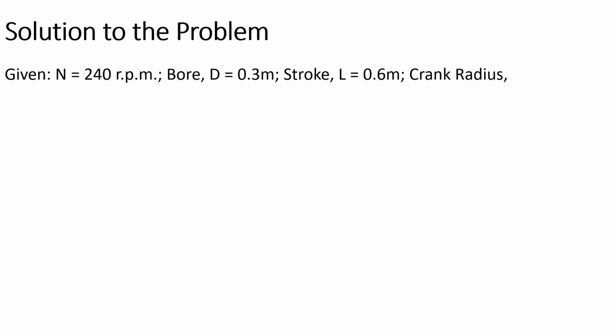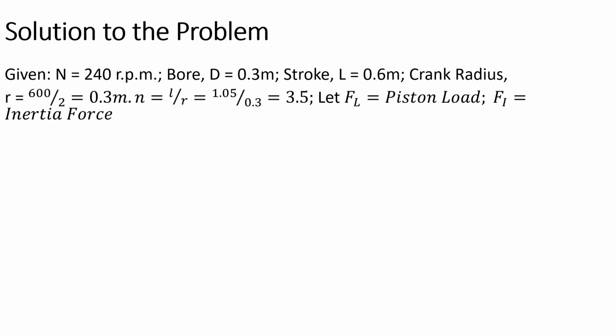Given the speed of the engine is 240 revolutions per minute, the bore D is 0.3 meters, the stroke L is 0.6 meters, the crank radius R is half the stroke, which is 0.3 meters. Small n is the ratio of the connecting rod to the crank, and that is 3.5. FL is the piston load, and Fi is the inertia force.